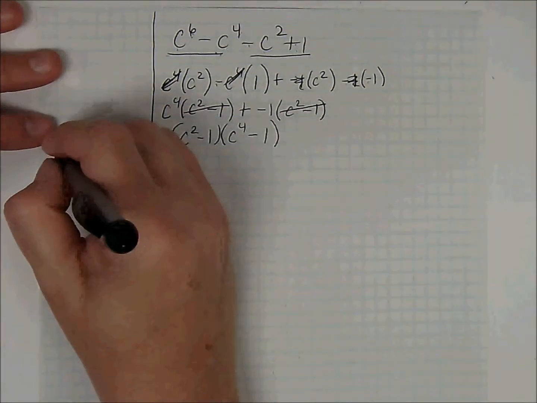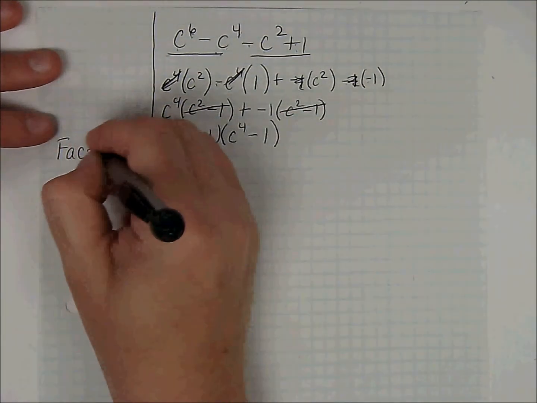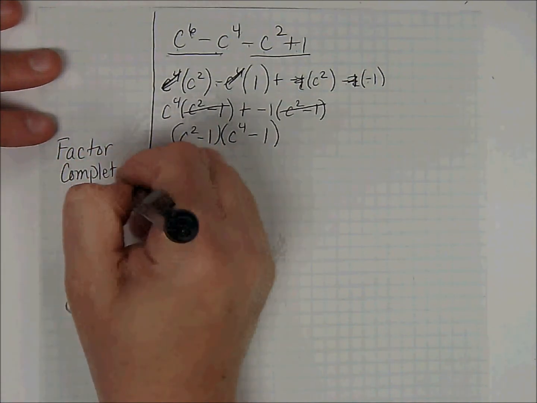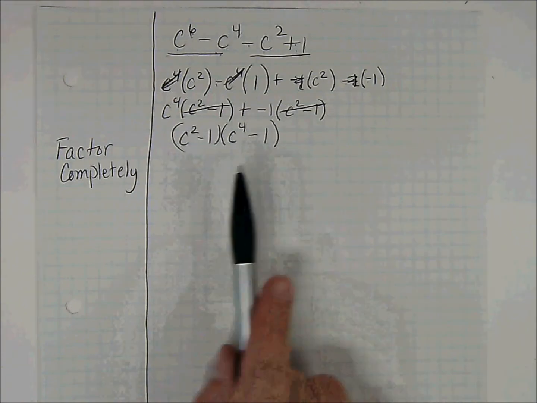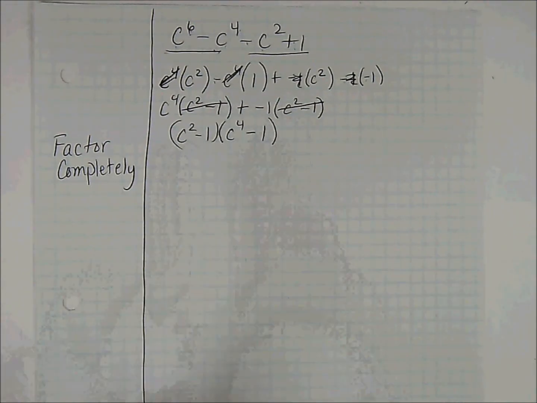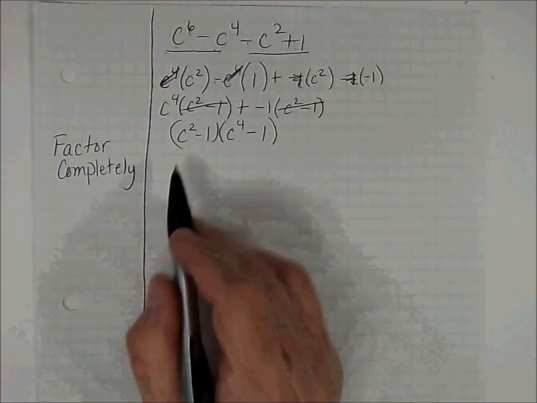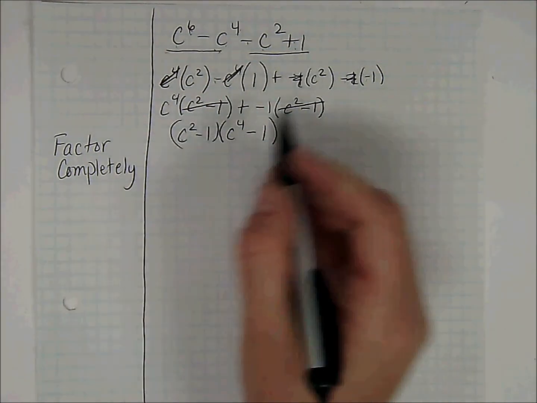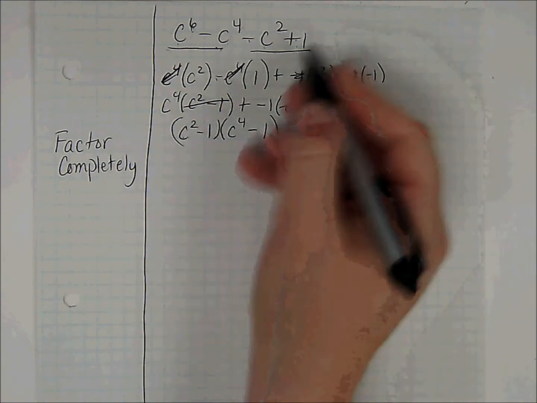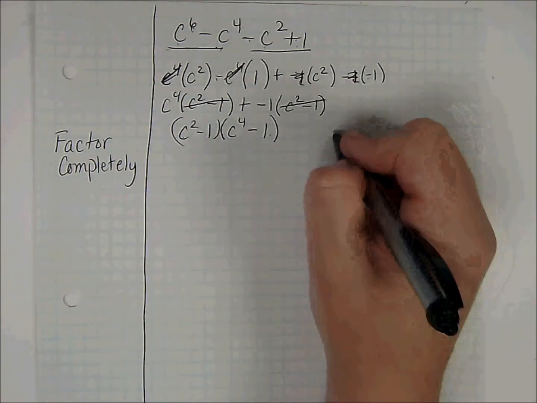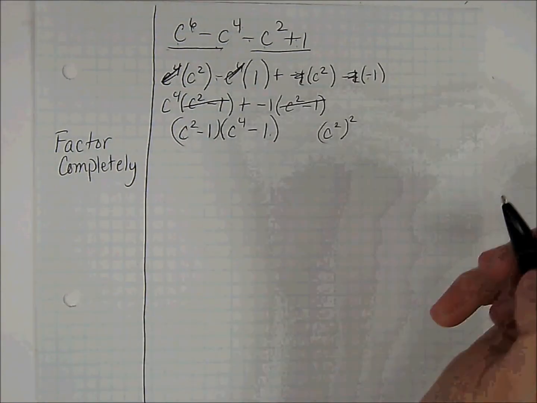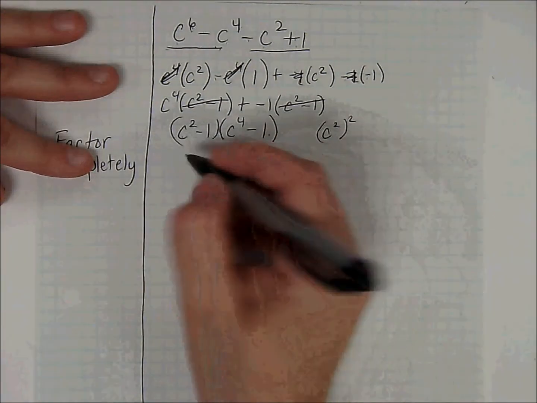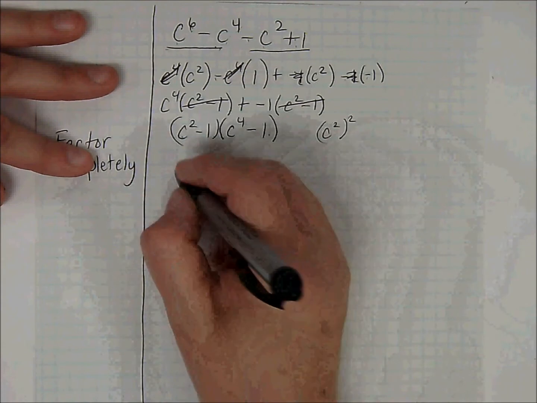Now, the one thing on this problem we've really got to focus on is factor completely. Because if you look at both terms, both parts, both of them are the difference of 2 squares. So c squared minus 1, this is c squared, this is 1 squared. C to the 4th minus 1, this is c squared to the 2nd power, and 1 squared. So let's start with c squared minus 1.